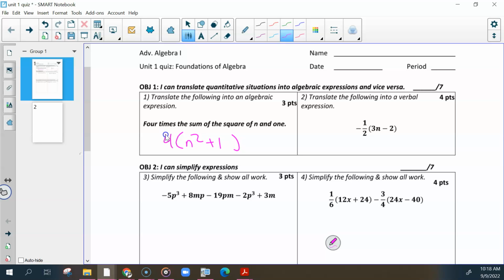Because 4 times the sum of means everything here is being added together. These are the 2 things that are being added together. So some of you had that square on the outside, but it should have been right above n. Questions on that one?